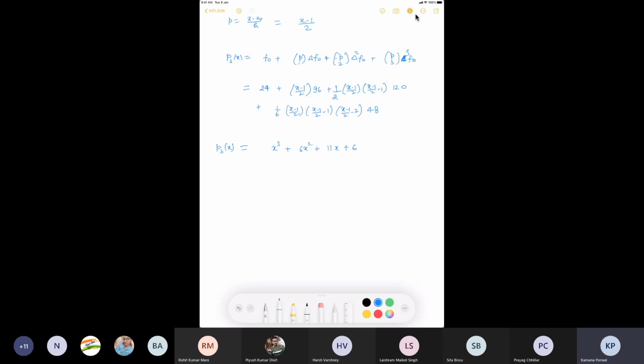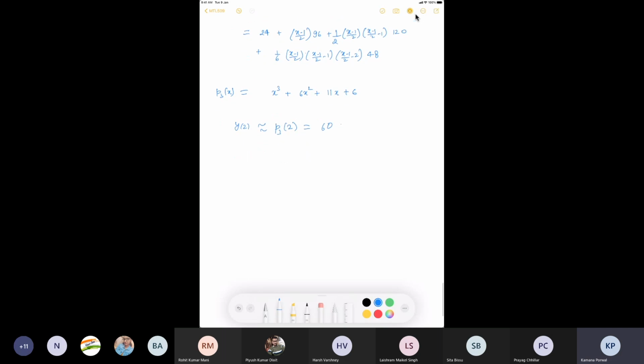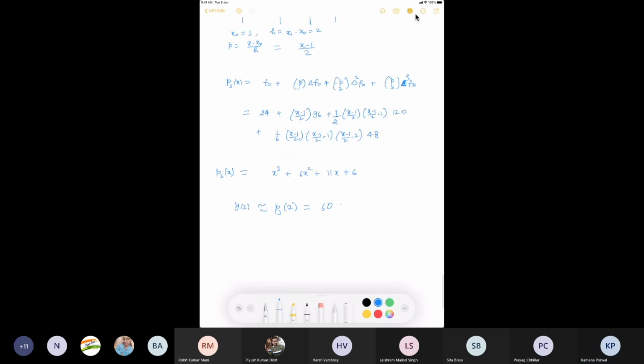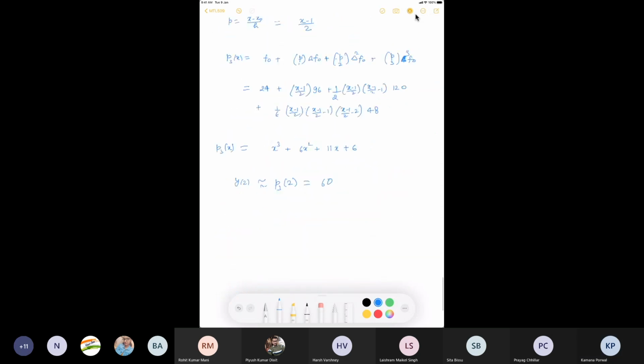Okay, and we can use this to find the approximation of y evaluated at 2, which is nothing but this polynomial evaluated at 2, and if you simplify, this will give you 60. So this is how you can form the forward difference table and use this forward difference form of the interpolating polynomial to find the interpolating polynomial. But this works only in the cases when your nodes are equally spaced.